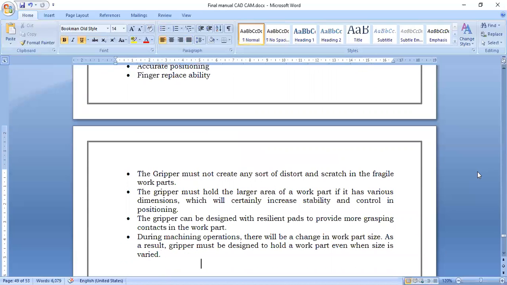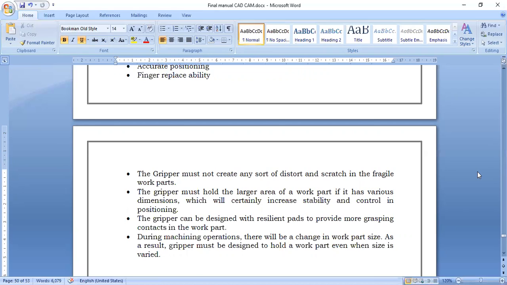Then there are a few more points required for gripper design, or we can say some restrictions. The gripper must not create any distortion or scratch on the workpiece surface. It should not affect the surface finish during lifting and placing at other locations. It should hold a large area of the workpiece.